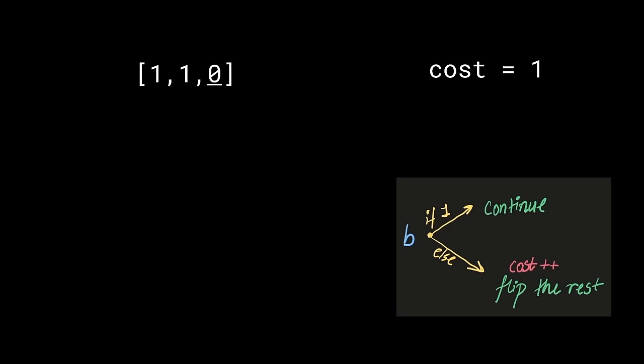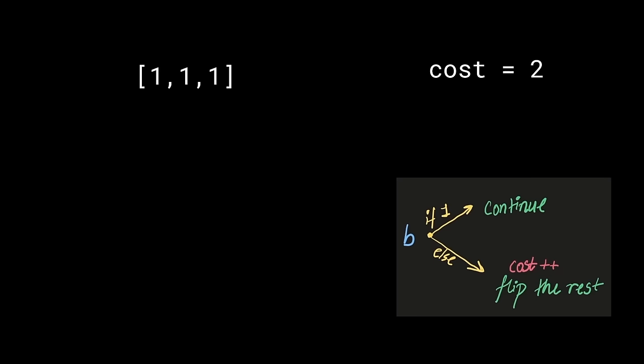What about this third element now? Well, since this is a 0, we have to go to the else condition. The else condition says that the cost should be increased by 1 for converting this 0 to a 1, and then we'll flip all of the bits on the right hand side of it. Since there are none, we don't have to worry about it anymore. And we have the final array as 111. At this point, we note the cost, which is equal to 2, and we'll return this as the final answer.